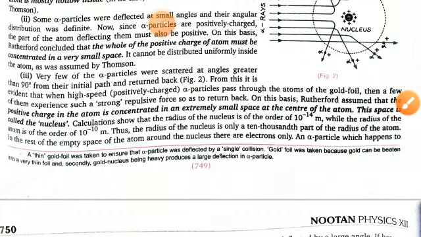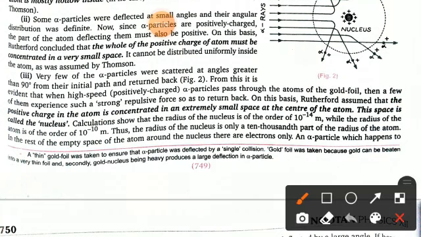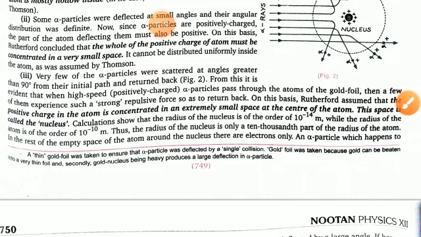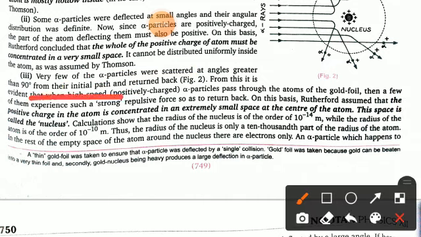Now the third one. Very few of the alpha particles are scattered at an angle greater than 90 degrees from their initial path and return back. From this it is evident that when the high speed positively charged alpha particles pass through the atoms of the gold foil, a few of them experience such a strong repulsive force as to return back.